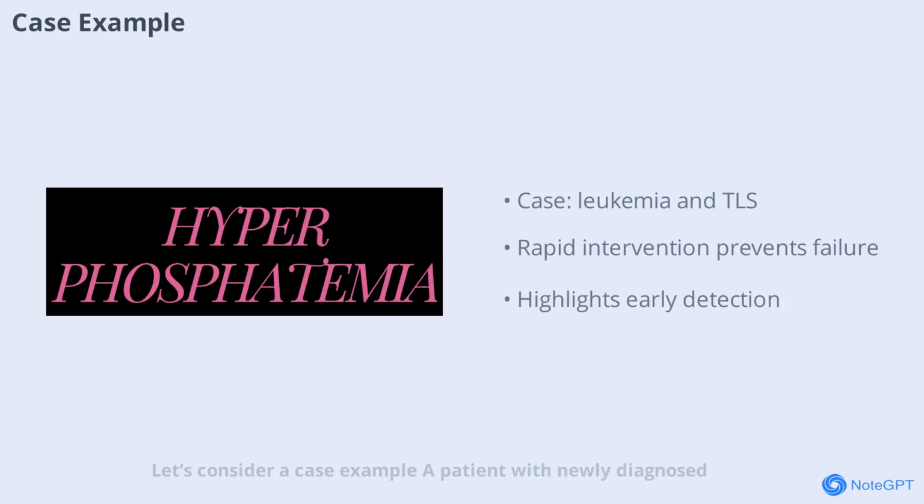Let's consider a case example. A patient with newly diagnosed leukemia starts chemotherapy and develops weakness, confusion, and decreased urine output. Blood tests reveal high potassium and uric acid. Rapid intervention with hydration, medications, and monitoring prevents kidney failure and stabilizes the patient. This case highlights the importance of early detection and aggressive management in tumor lysis syndrome.